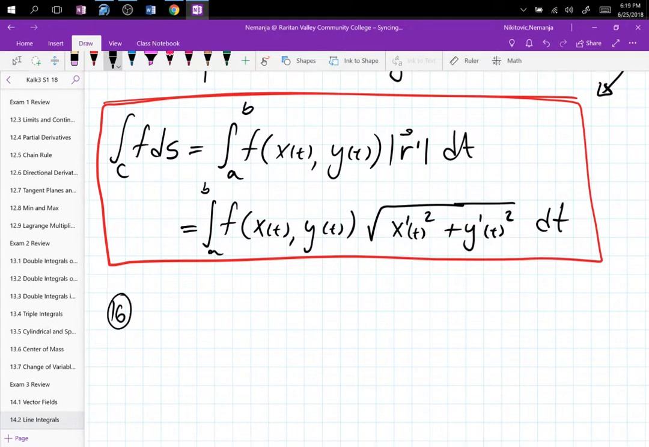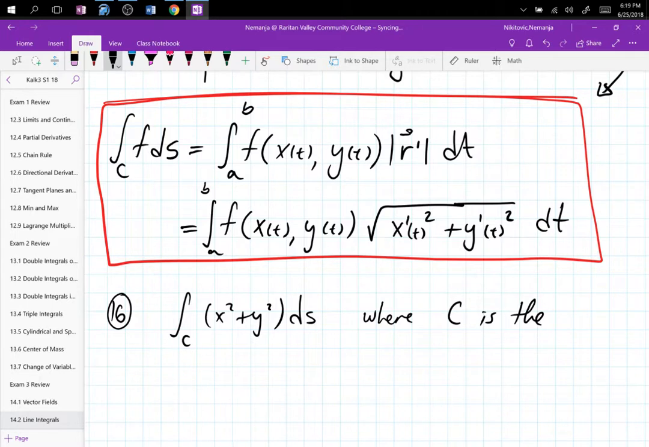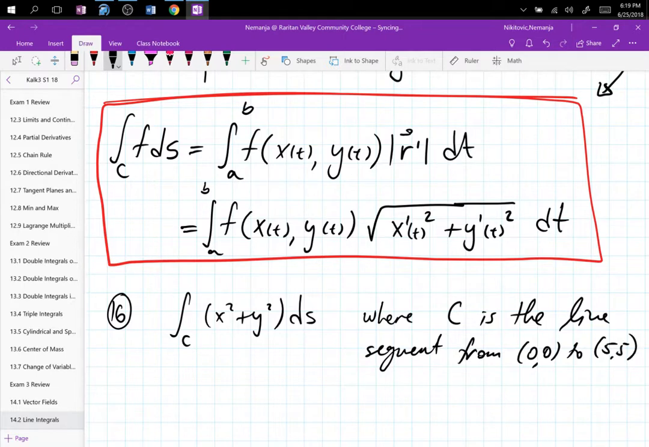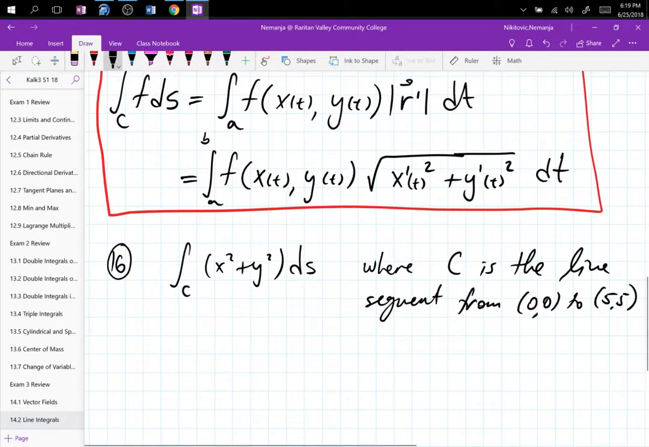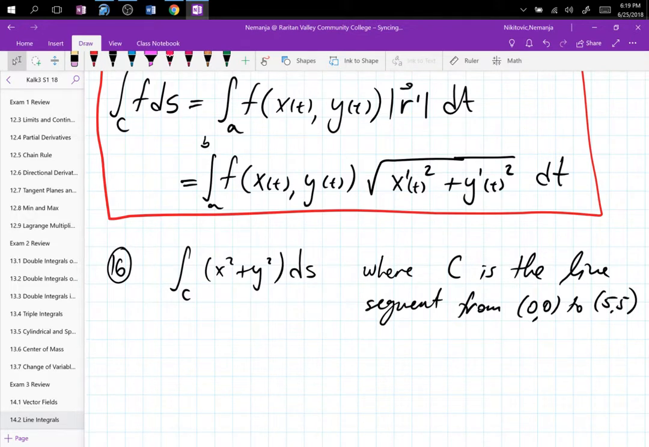Problem number 16. You are supposed to calculate the integral of x squared plus y squared ds, where C is the line segment from 0, 0 to 5, 5. So line segment from 0, 0 to 5, 5. You will have to use the other paper, yes.